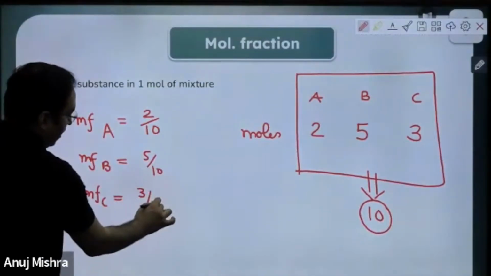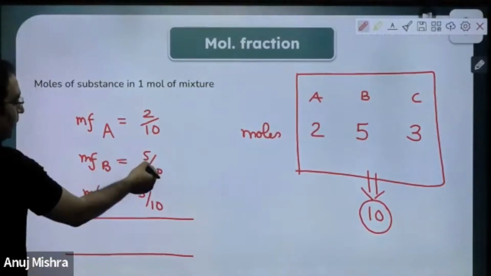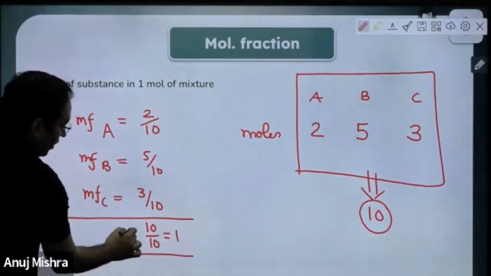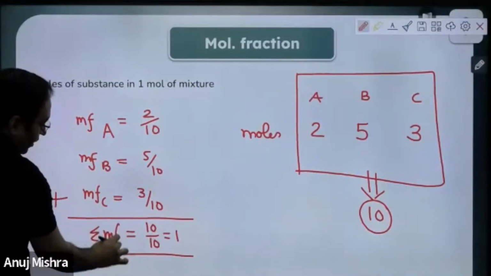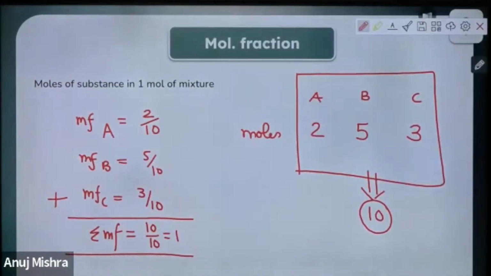Very good. Now do one thing. Add all the mole fractions and see what will come. 2 by 10 plus 5 by 10 plus 3 by 10 is how much? Can I say 10 by 10, which is 1? So can we say the summation of all the mole fractions is equal to 1? Please note down: sum of all the mole fractions is equal to 1.